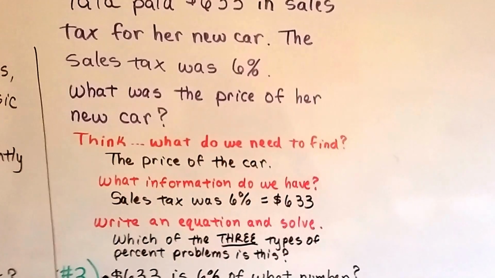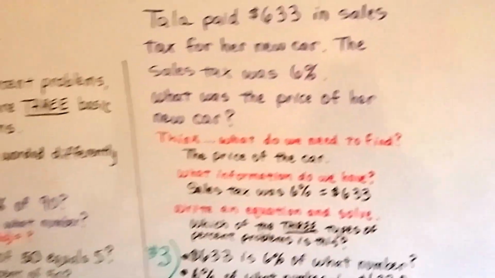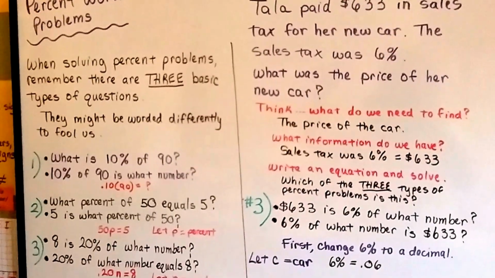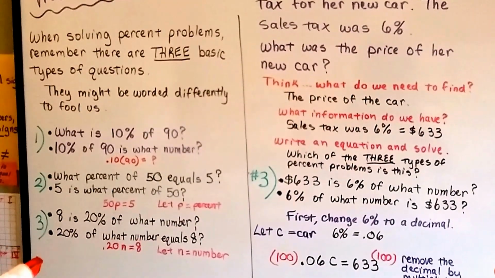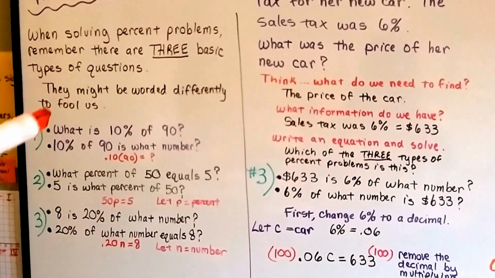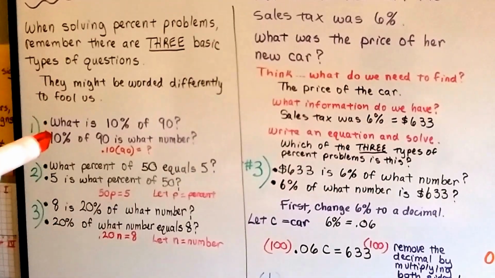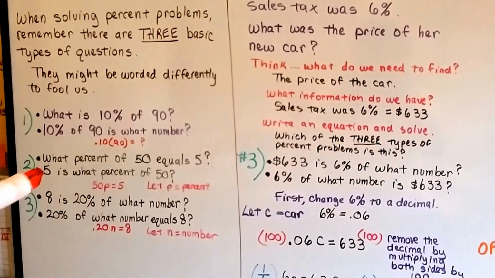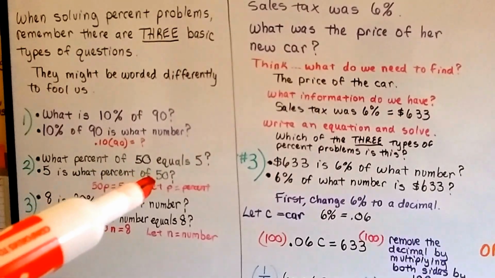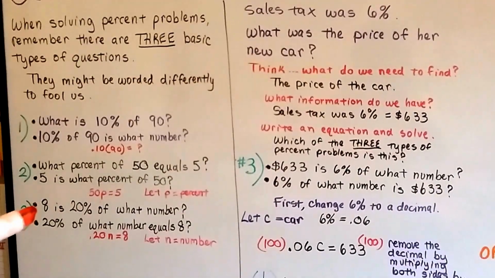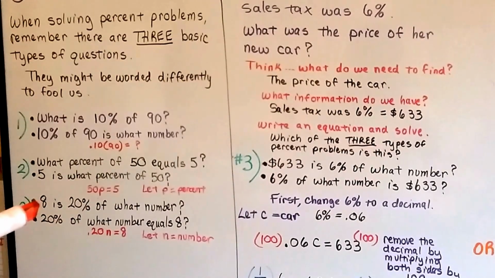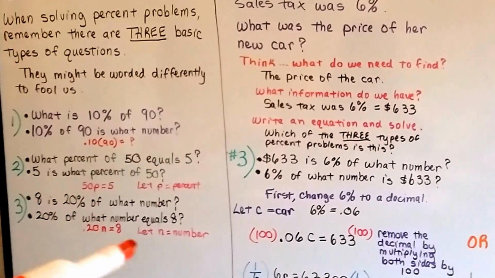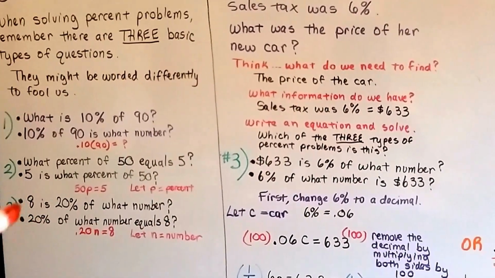So which of the 3 types of percent problems is this? We've got $633 is 6%. So we look for a number in the front. Okay, that's a percent in the front. That's a number in the front. Could it be 633 is what percent of... No, we've got the percentage. So it would be number 3. $633 is 6% of what number? 6% of what number is $633? So it would fall under number 3.